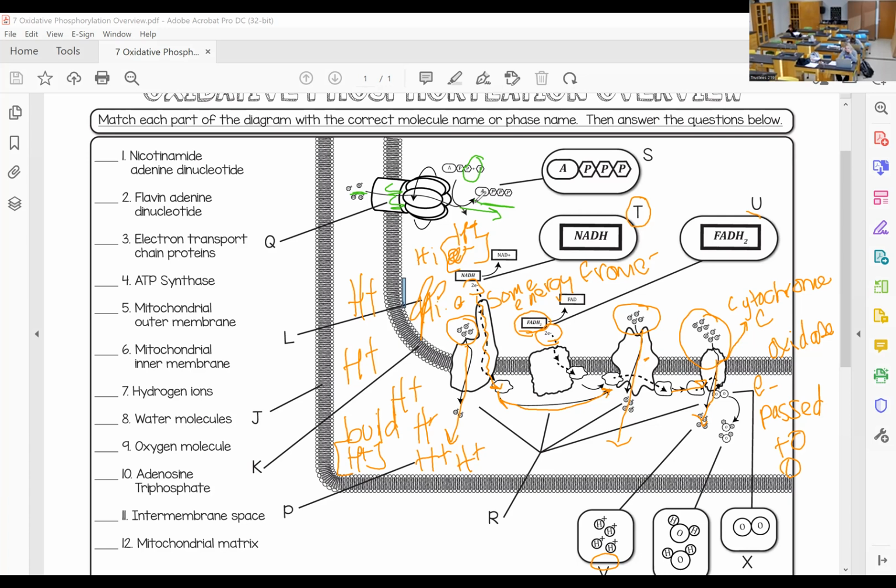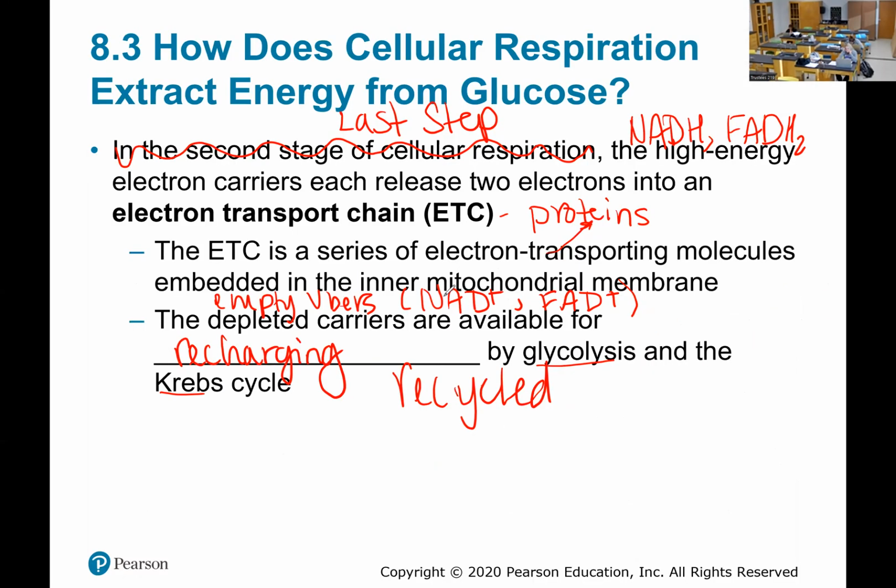Okay. Hang on to these. We're going to switch back to the notes here for just a little bit, and I'm going to have you work on some more of this worksheet.